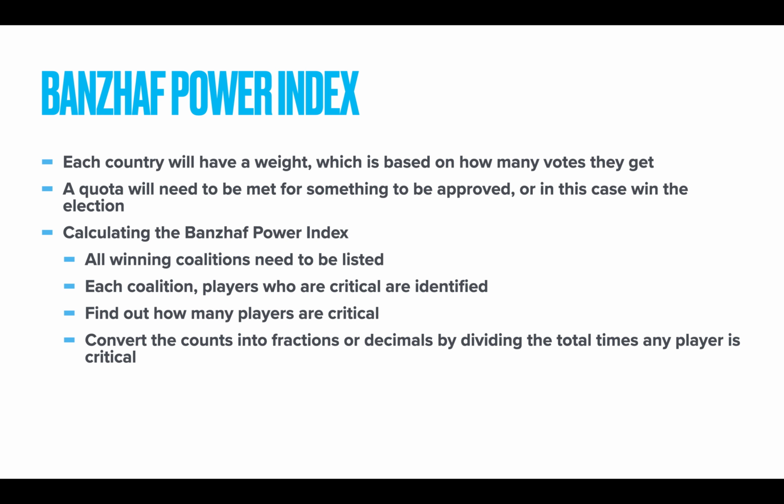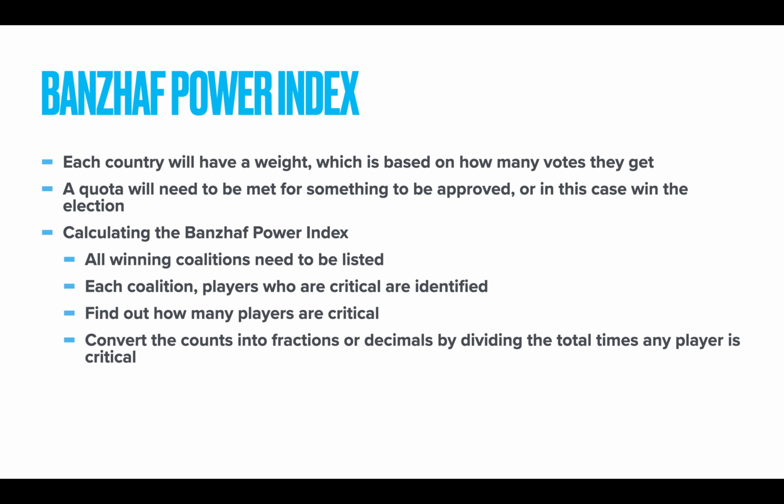Each state will have a weight, which is based on how many electoral votes they get. The smaller the state, the smaller the weight, and vice versa. A quota will also need to be met for something to be approved, or in this case, to win the election.